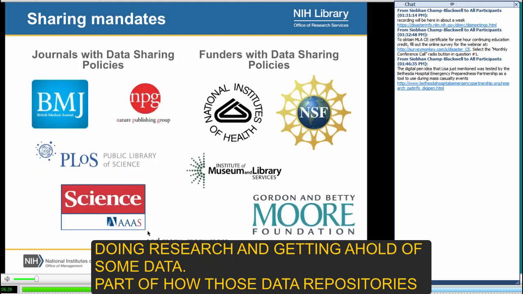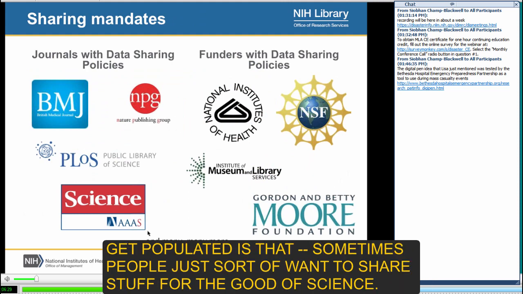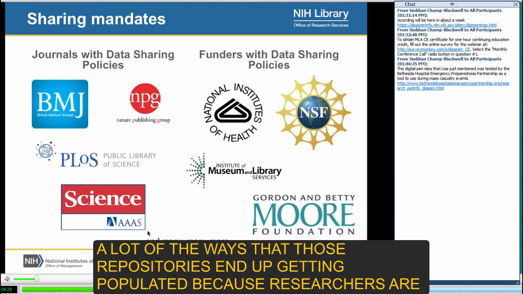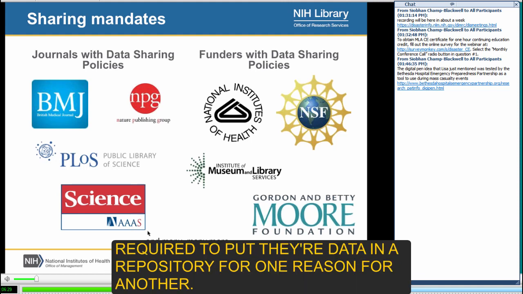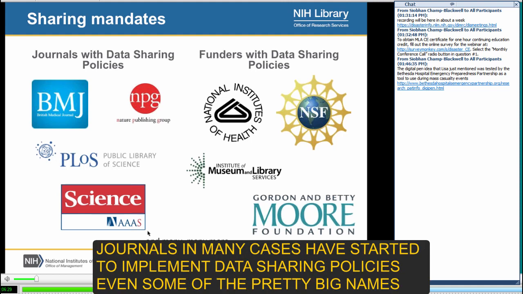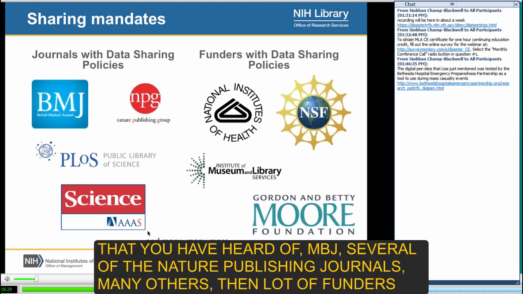Part of how those data repositories get populated is that sometimes people just want to share for the good of science. But a lot of the ways that those repositories end up getting populated is because researchers are required to put their data in a repository for one reason or another. Journals, in many cases, have started to implement data sharing policies. Even some of the pretty big names that you would probably have heard of, BMJ, several of the Nature Publishing Group journals, PLOS, and many others.